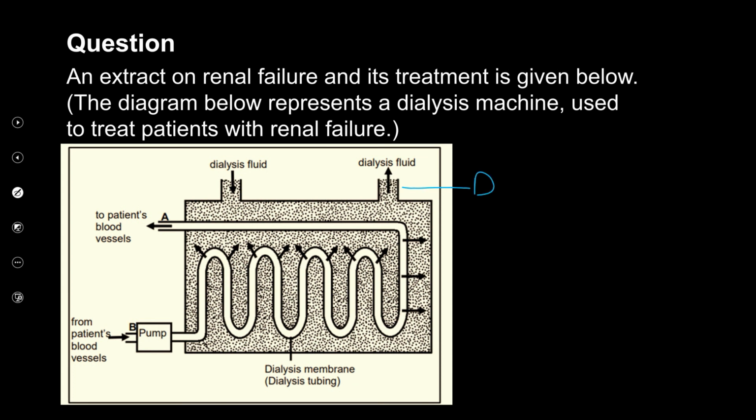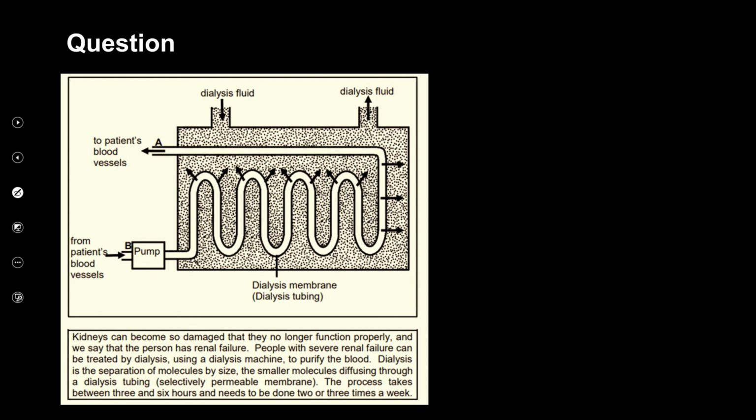I don't want to write too much here because we're going to go into the next thing. At the bottom over here, I've put the diagram in, but there is a little bit of a reading piece about the dialysis. And it says here, kidneys can become so damaged that they no longer function properly, and we say that the person has renal failure. So that's given us a definition of what renal failure is.